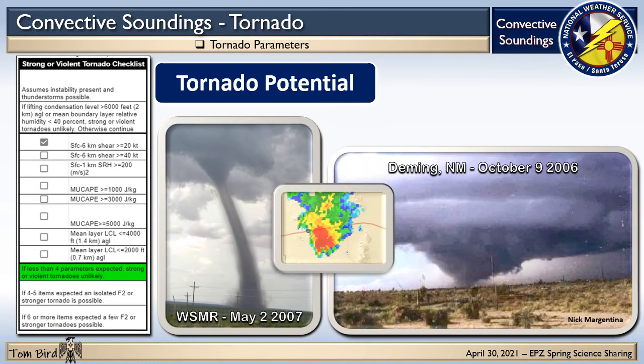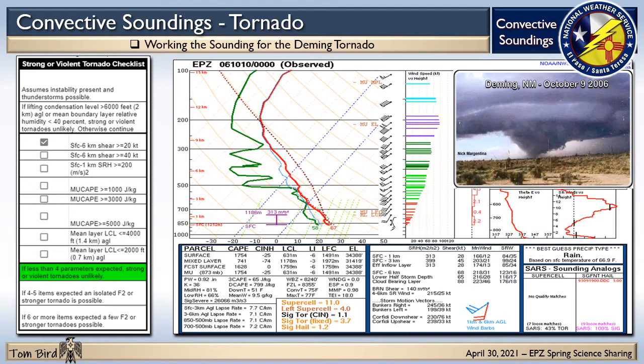So let's talk about working one of our soundings with a tornado. So we're looking at tornadoes. There's our checklist there on the left. This is an actual tornado near Deming in 2006. And then we had another one, White Sands Missile Range, in 2007. So when we're looking at tornado potential, we're looking at shear, helicity, CAPE, and how low the LCL may be. So here's a sounding from October 10th of 2006. And so let's go through the checklist real quick.